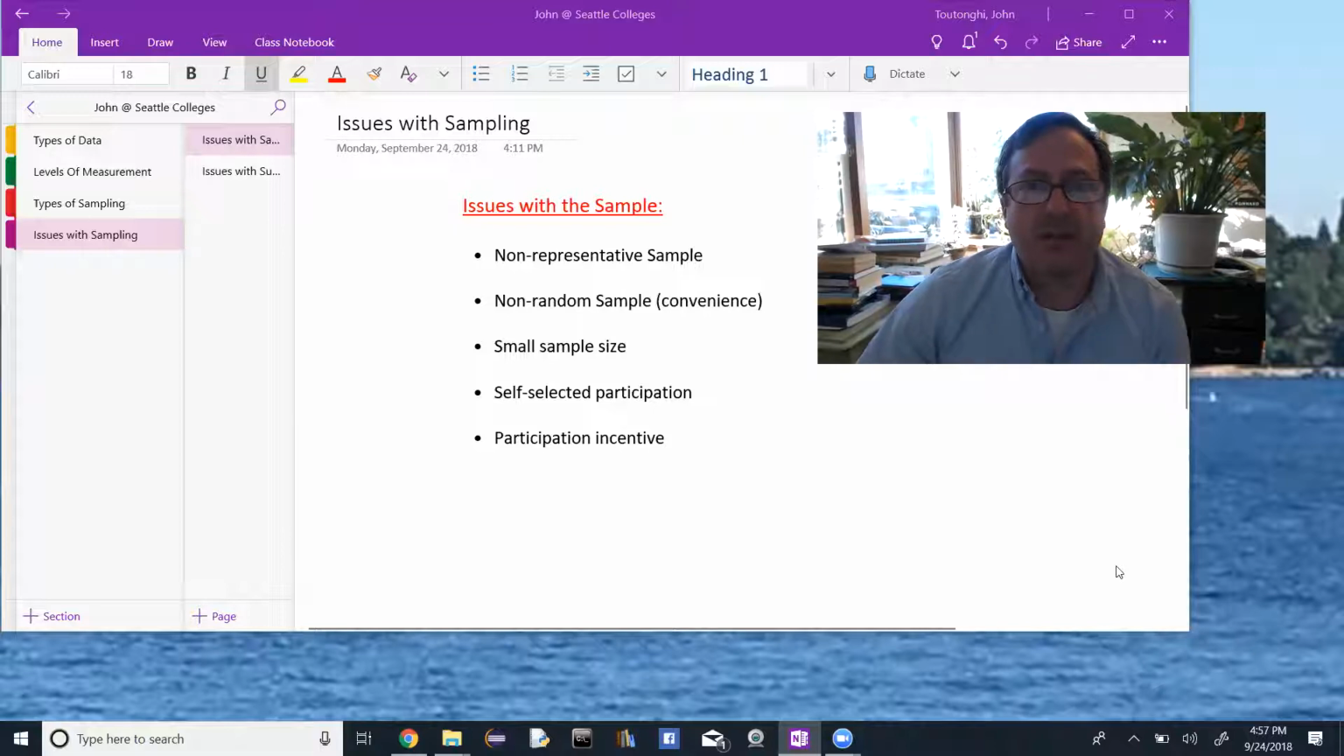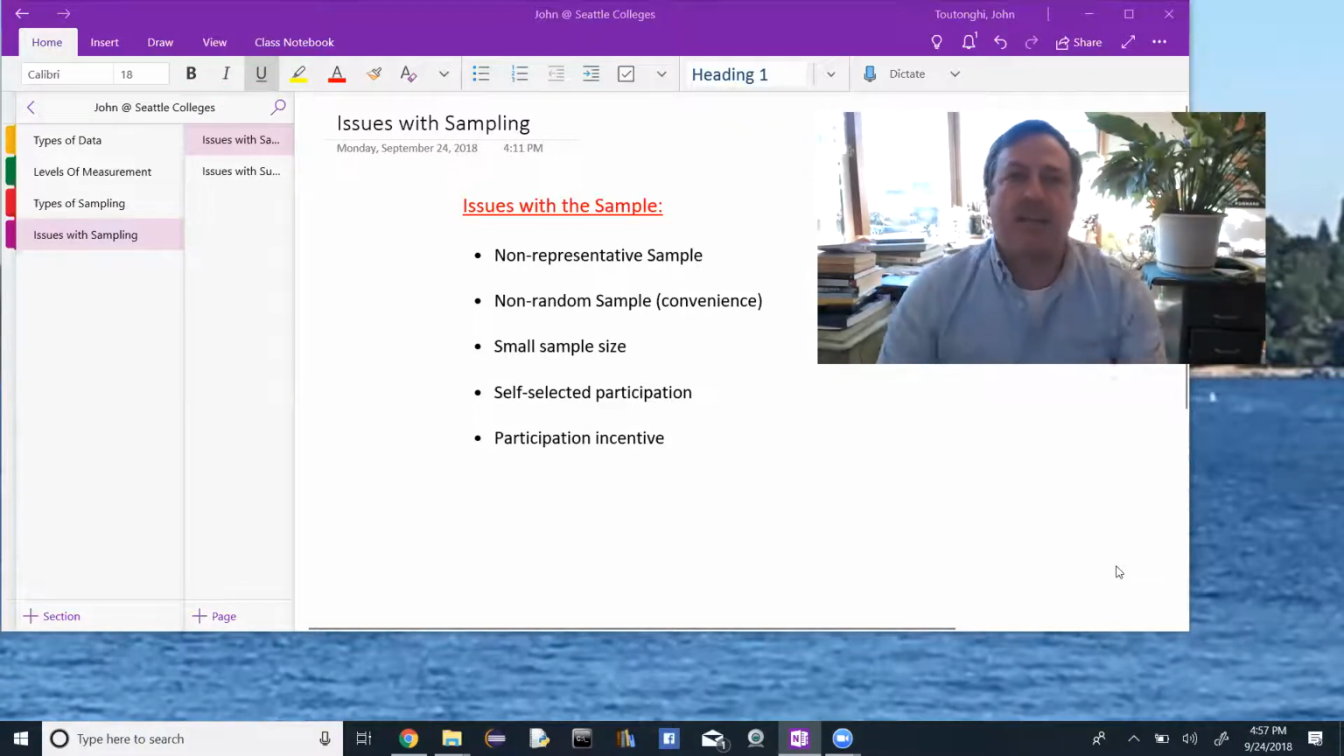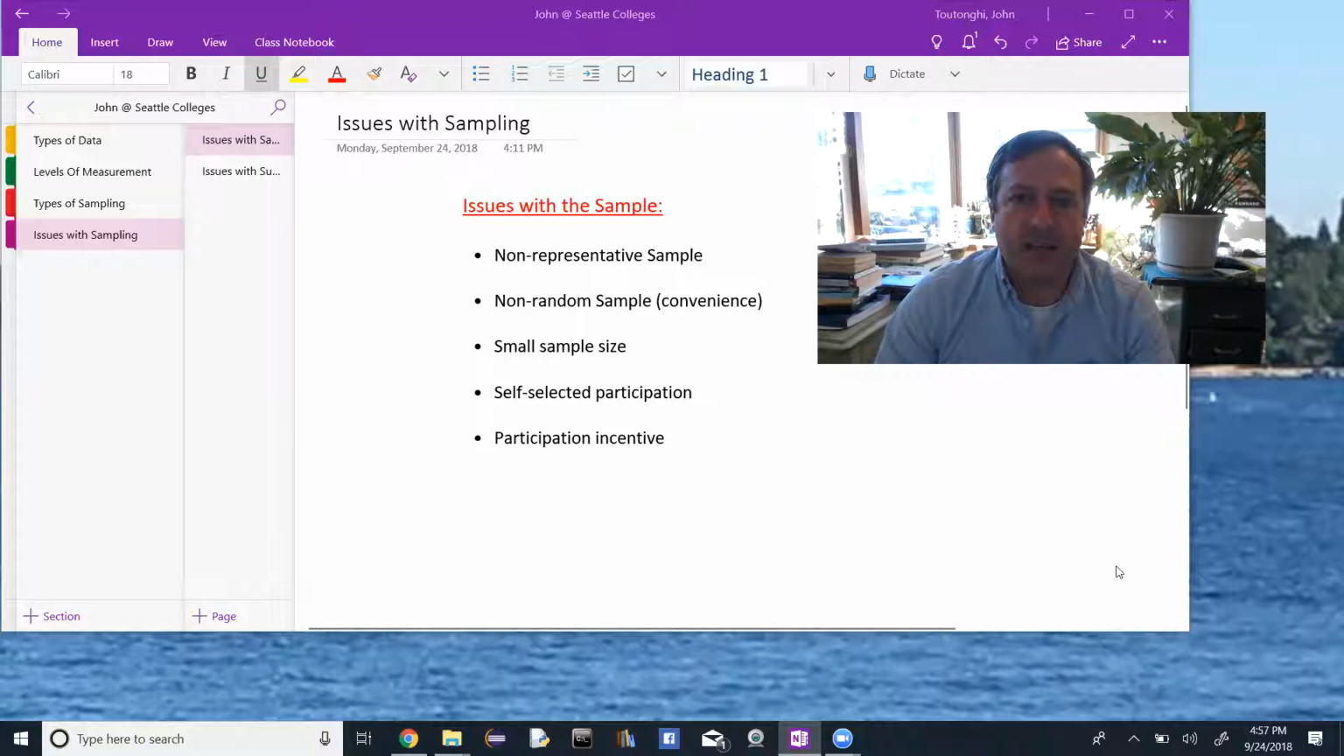Okay, so we're going to go over some of the issues with sampling and some things that can happen that cause samples to not be ideal. First off would be a non-representative sample. So if, say, we're wanting our population to be all of South Seattle College students, this class would not be a representative sample because you'd have an online class of students that is a very particular subsection of the population.